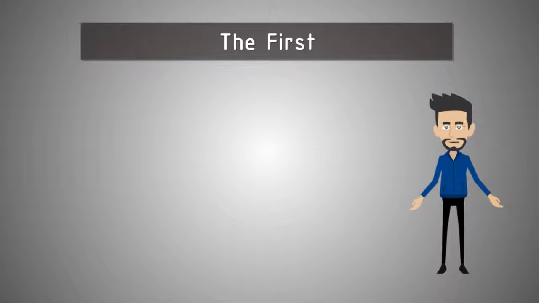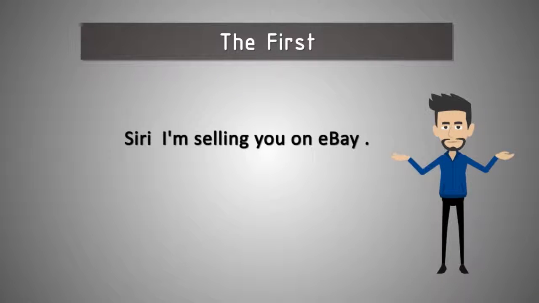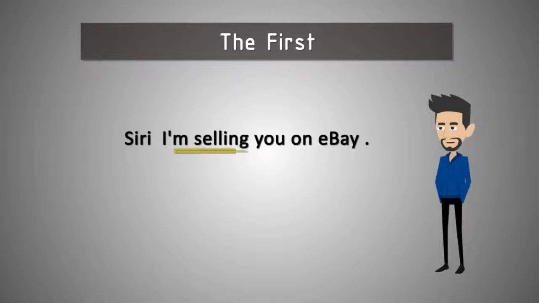Let's look at the first five. Siri, I'm selling you on eBay. So, how do you mark this sentence? So the verb here is am selling, the subject is I, you is the direct object, the vocative is Siri, which means you need to put in a comma to separate it from the rest of the sentence. So make sure that you do that. And on eBay is a prepositional phrase, on being a preposition and eBay being an object of preposition.